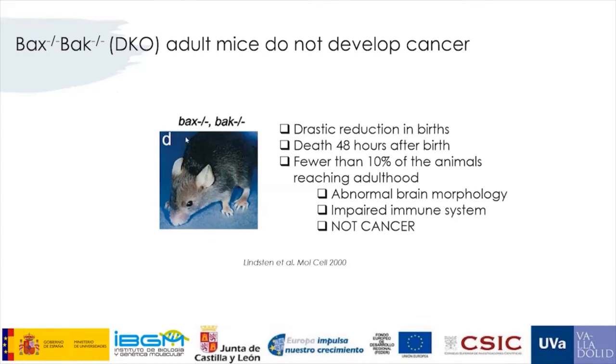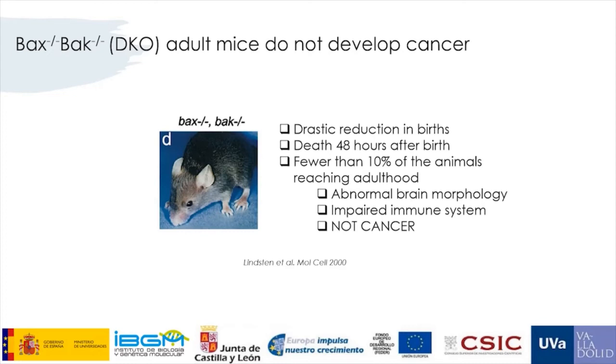We have seen that most of the double KO mice die in the perinatal period. So there is a drastic reduction in birth, but also most of the ones that are born will die after 48 hours or within the 48 hours. But just a small percentage, less than 10% of the animals, will reach adulthood.